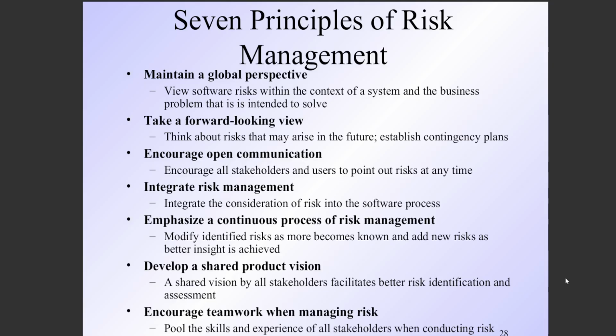Encourage open communication: encourage all stakeholders and users to point out risk at any time. So you should give everybody their own space so that if he feels this is a risky thing, he can come up and tell that this is the risk that is going to happen, or this thing may be risky, don't go ahead with this. This is called open communication. Integrated risk management, that means you should have multiple strategies of risk consideration. Emphasize the continuous process of risk management. Develop a shared project vision and encourage teamwork while managing risk. So these are a set of principles that help you to manage risk in an organization.